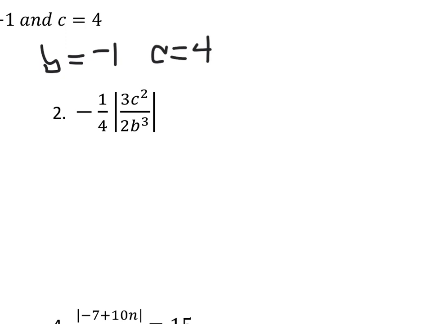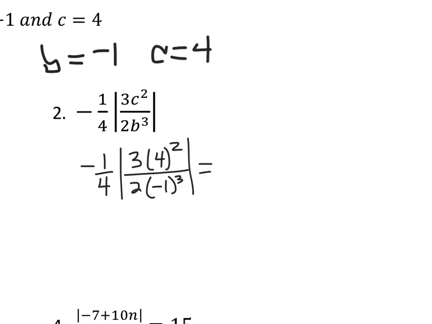Alright, for question 2 we are evaluating the absolute value expression we have here, and we're simply going to substitute in the values for B and C. B is -1 and C is 4, into our expression and simplify.